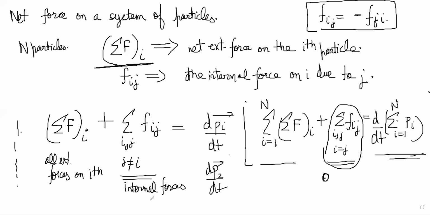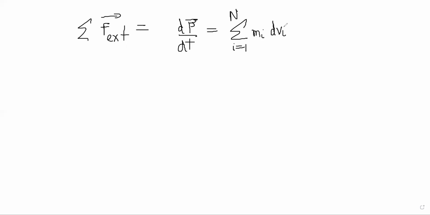So what you end up getting is the total sum of external forces is equal to dp by dt, which is equal to summation of i goes from 1 to n of mi dvi by dt, correct? So this is for all the particles that we are doing, right? So this becomes summation i goes from 1 to n mi dai by dt, right? Correct.